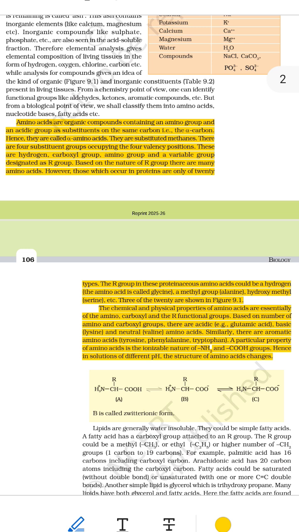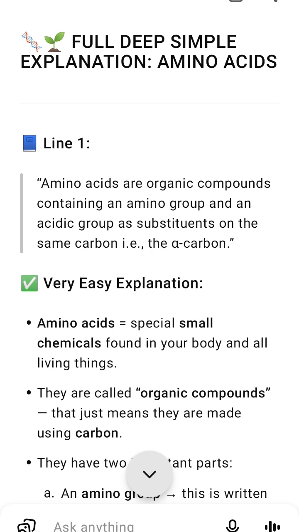Why are they called alpha amino acids? They are called alpha amino acids because both the amino group, NH2, and the acid group, COOH, are attached to the same alpha carbon.